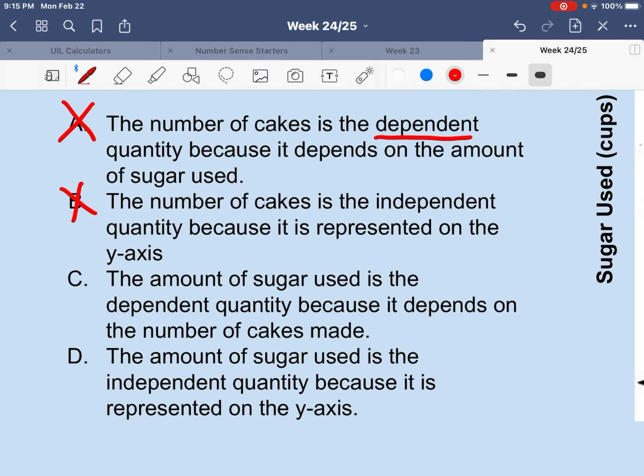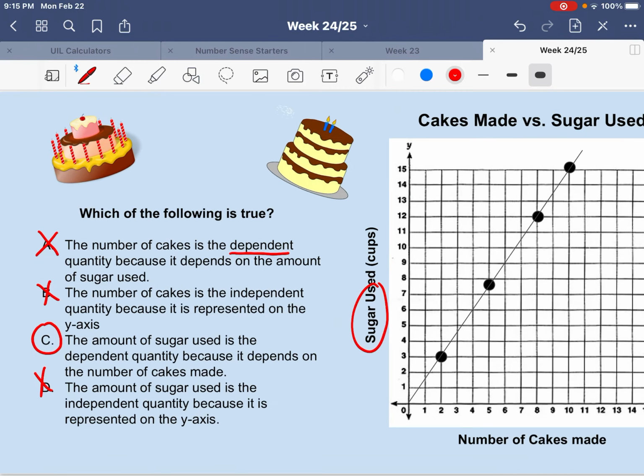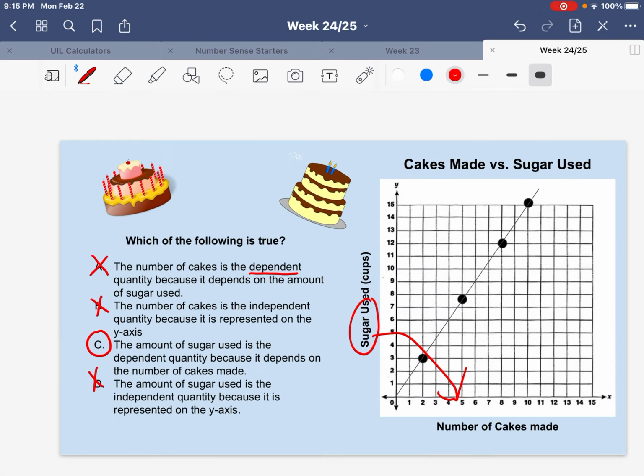That's not true. C, the amount of sugar used is the dependent quantity because it depends on the number of cakes made. This is true because if you don't make any cakes, you won't use any sugar. D says the amount of sugar used is the independent quantity. That is never going to be on the y-axis. So that's not going to happen. So C was the correct answer. The amount of sugar used is the dependent quantity because it depends on how many cakes you make.